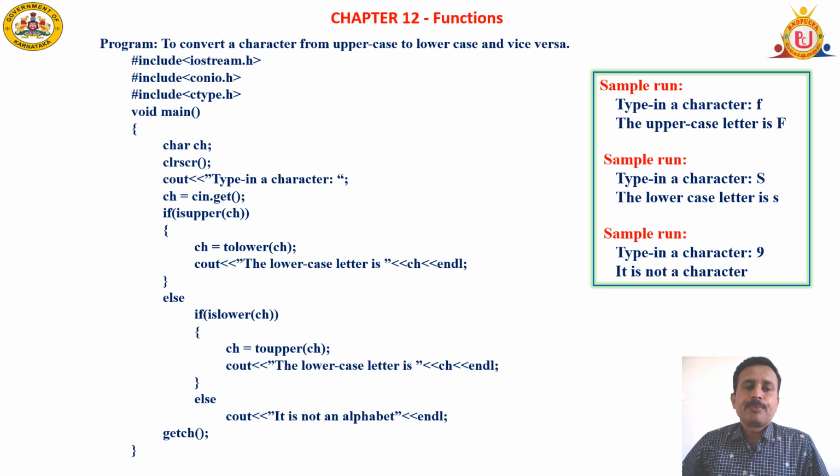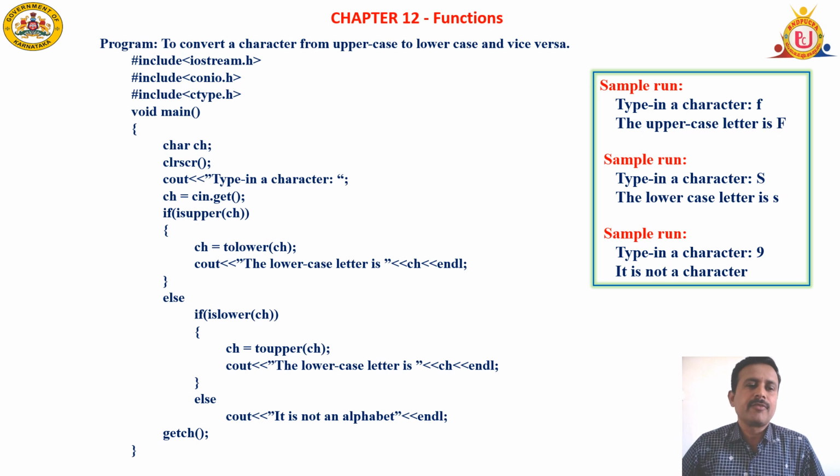See, preprocessor directive #include iostream.h, #include console input output, #include character type functions ctype.h. Void main, this represents it is the main function. Declaration part, char is a data type, ch is a variable name. Variable name, anything you can give, there is no restriction, only you have to give ch.